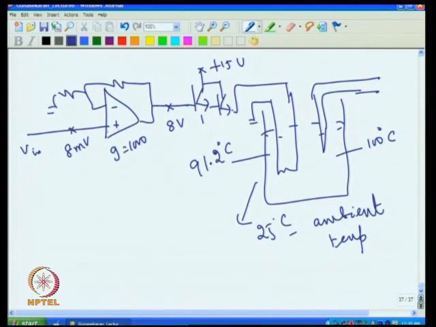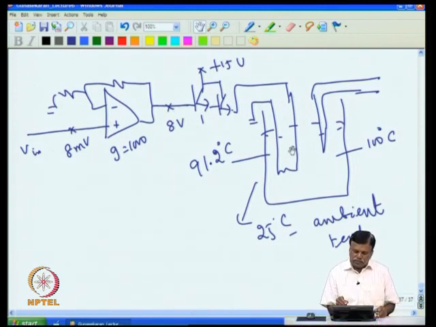Because if you try to go more than 91.2, then this error will come down, then the heater voltage will also come down, and the heater will not be able to maintain the temperature if the voltage to the heater comes down. So now it has stabilized at 91.2, but we wanted 100 degrees C, and this is the situation at 25 degrees C ambient. Suppose the ambient temperature goes up to 50 degrees C.